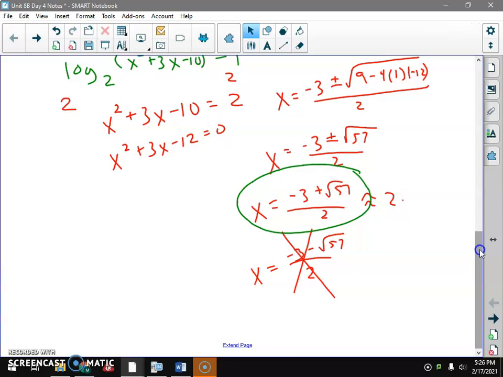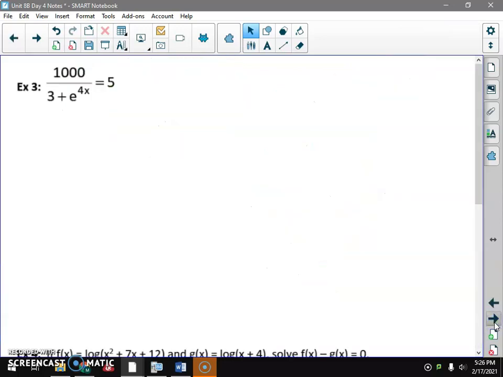Negative 3 plus radical 57 all over 2. All right, another one. Messy equation. How do we solve it? Well, again, how do you get things out of denominators? Well, if it's a proportion, I cross multiply.